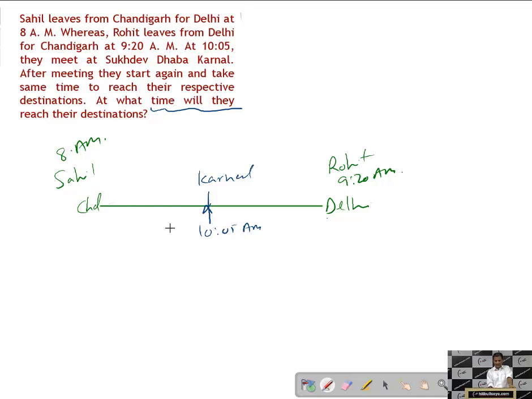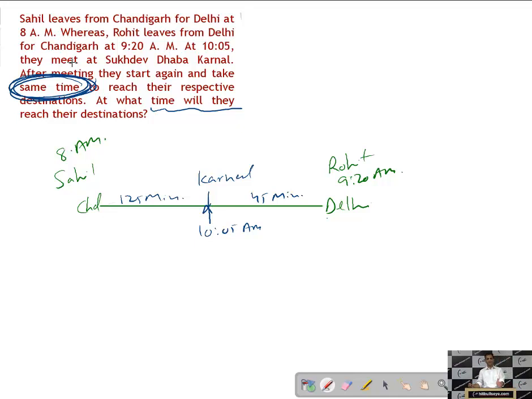Please understand. The question is he is moving from 8 to 10:05. What is the total time? 2 hours and 5 minutes, that means 125 minutes Sahil is taking from Chandigarh to reach Karnal, and Rohit is taking 9:20 to 10:05, which is 45 minutes. If two bodies are moving from opposite directions at different timings, students, they meet at a certain point. The important thing is that after meeting at a certain point they take the same time to reach the destination.